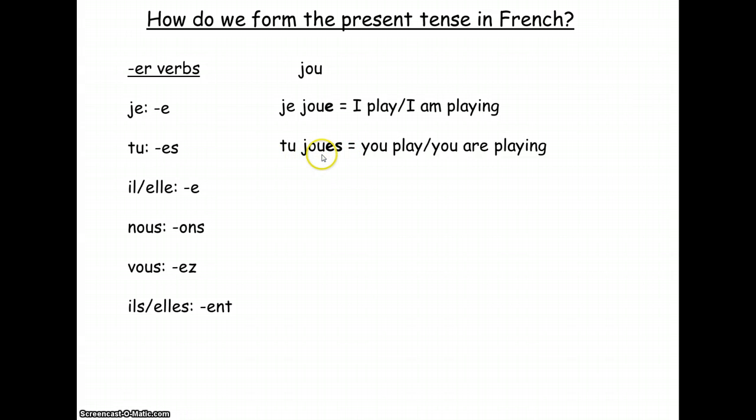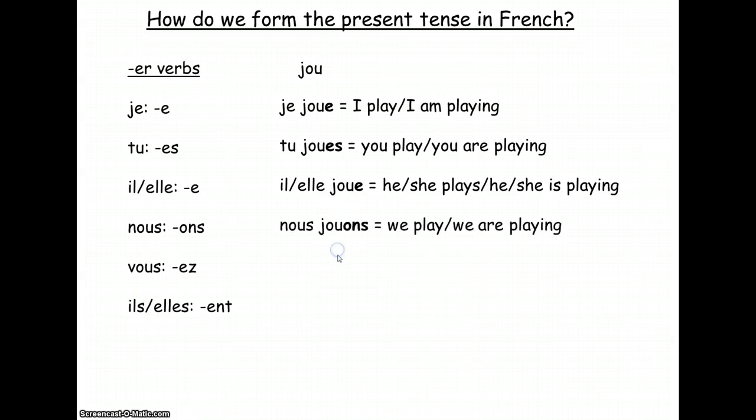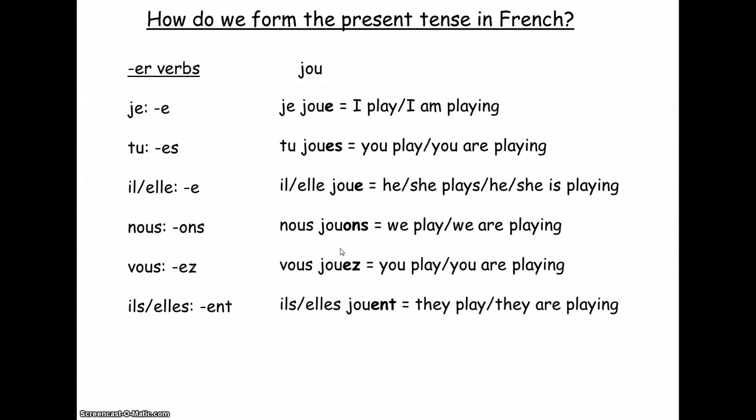Okay, tu joues can mean you play or you are playing. And then the same with this one. Take this stem, add the ending for he or she, and we've got il joue or elle joue. He plays or she plays, or he is playing or she is playing. Nous jouons, vous jouez, and il joue. Exactly the same process, okay?